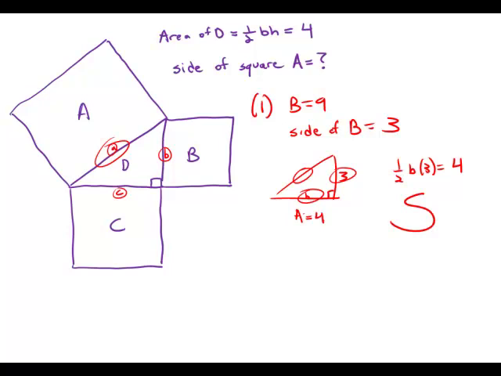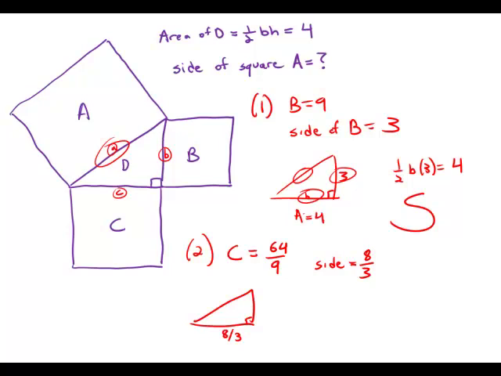Now forget that statement, move on to statement number 2. Statement number 2 tells us the area of region C is 64/9. So the side of C would be 8/3. Well, again, the same process. Now we have a triangle. We know that this side down here is 8/3.